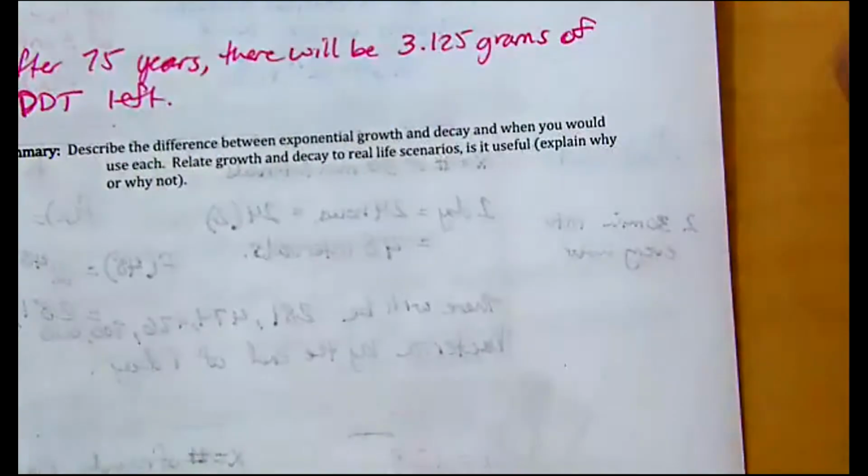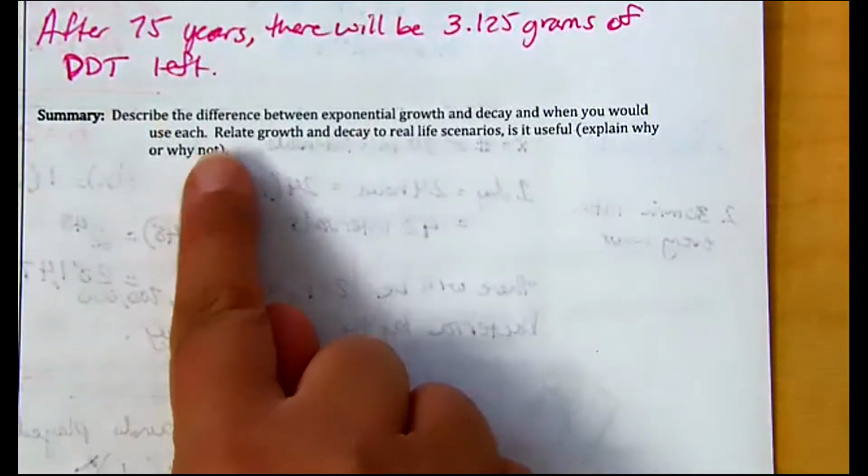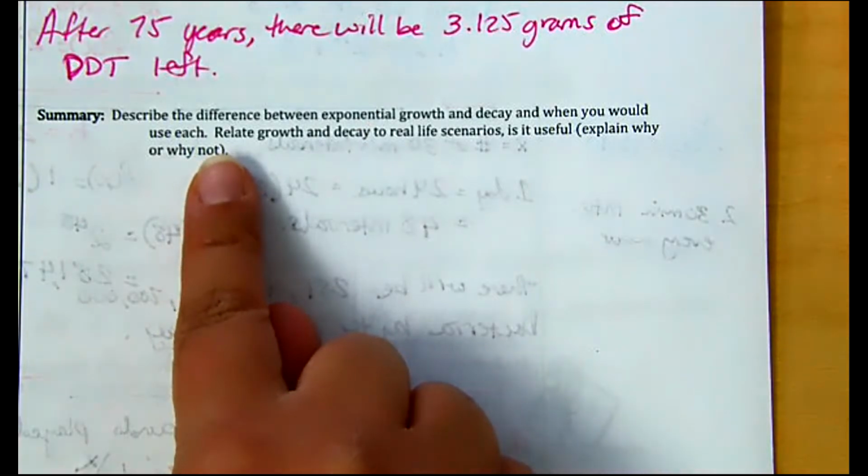Okay. To end the day, I do want you guys today to do the summary because it's a really great question. It says, describe the difference between exponential growth and decay and when you would use each. Relate growth and decay to real life scenarios. Is it useful? Explain why or why not. Okay.